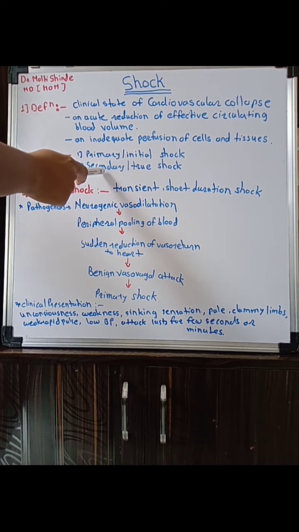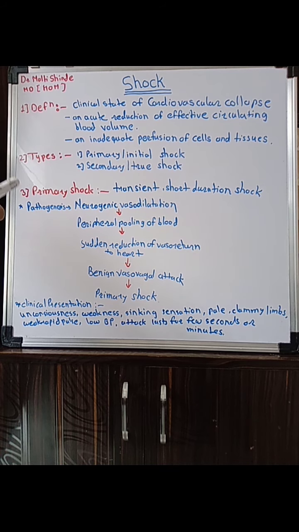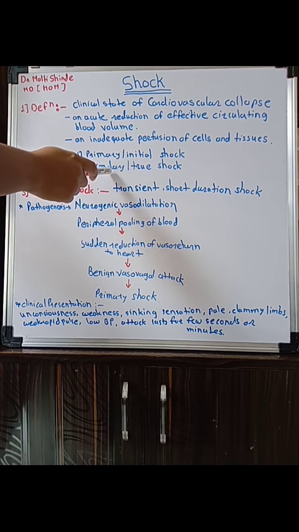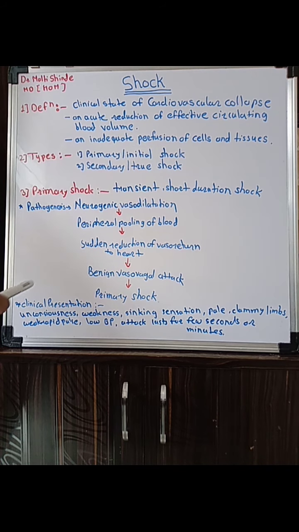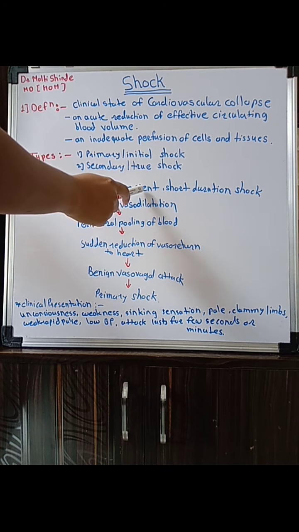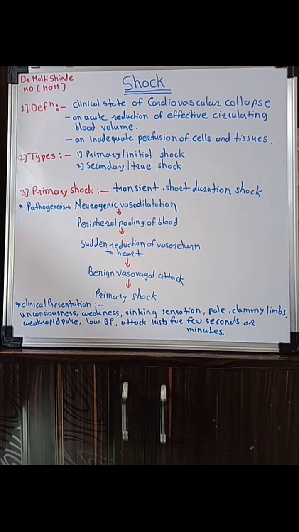In secondary shock, there is actual hypoperfusion of the cells and tissue. Hence, it is also called true shock, and primary shock is called initial shock. Started with primary shock: primary shock is defined as a transient and short duration shock. Transient means sudden, and it is of short duration, that we call a primary shock.